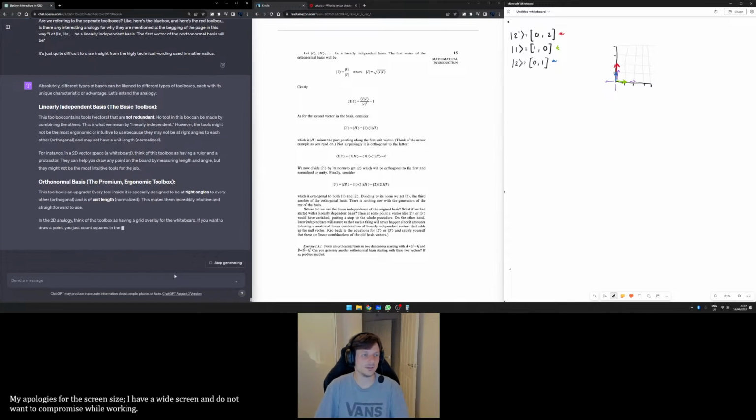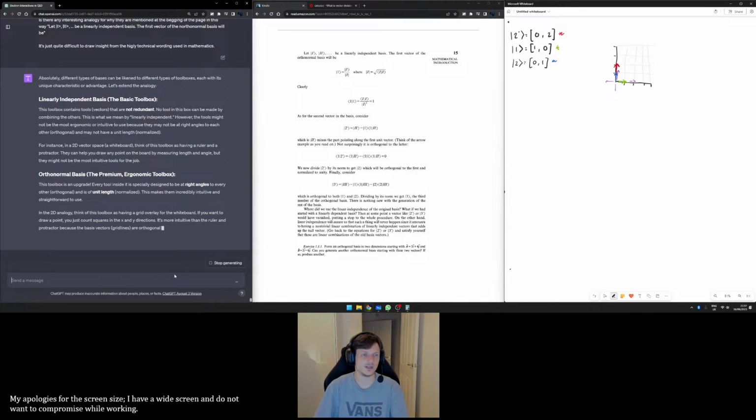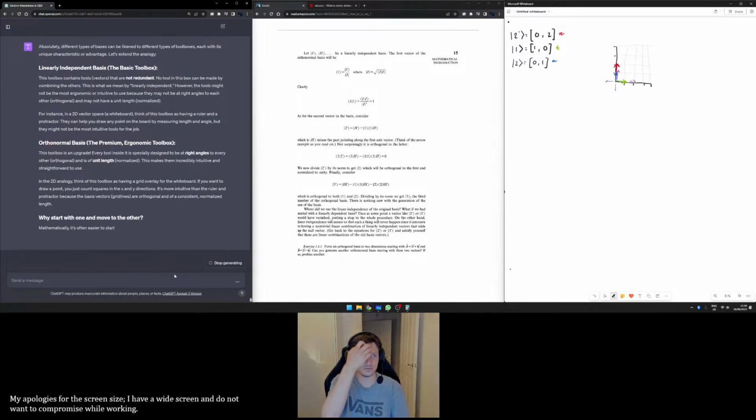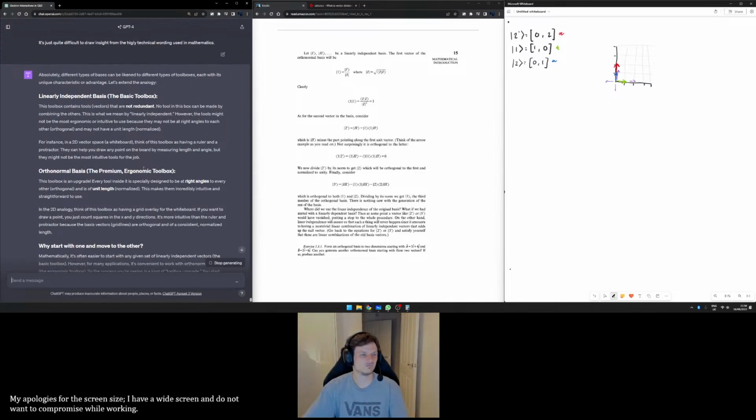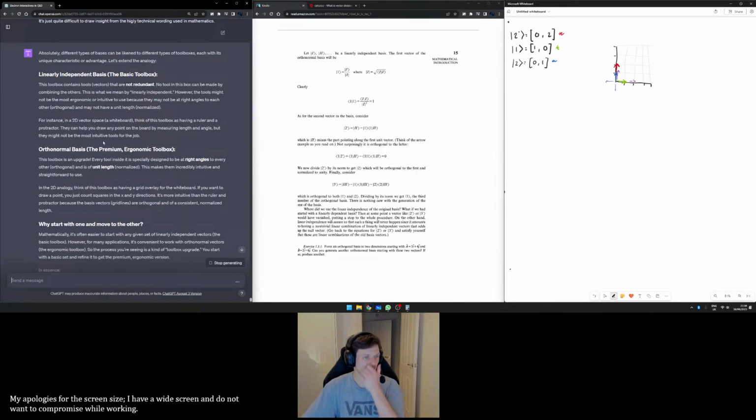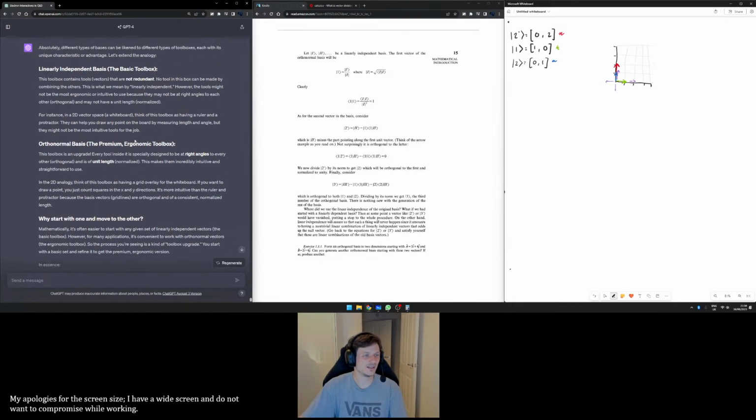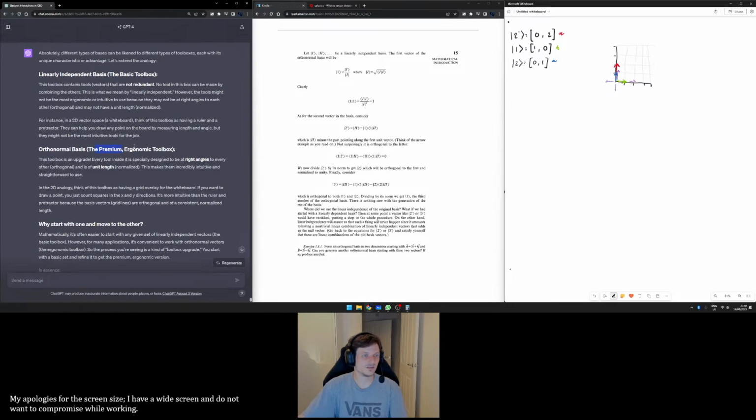However, the tools might not be the most ergonomic or intuitive to use because they might not be at right angles to each other, orthogonal, and may not have a unit length, normalized. For instance, in a 2D vector space, a whiteboard, think of this toolbox as having a ruler and a protractor. Whoa. Well done, GPT. They can help you draw any point on the board by measuring length and angle, but they might not be the most intuitive tools for the job. Orthonormal basis, the premium ergonomic toolbox.